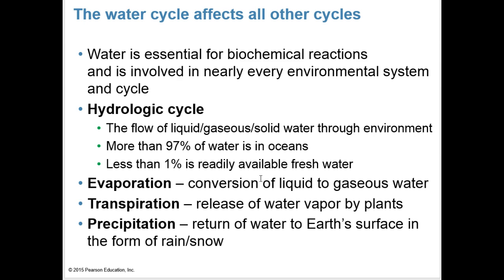The cycle is powered by the movement of water by evaporation, which is when water that's liquid becomes a gas, and transpiration, when liquid water is released into the atmosphere as water vapor by plants, and by precipitation, when water returns to the Earth's surface in the form of precipitation like rain and snow.